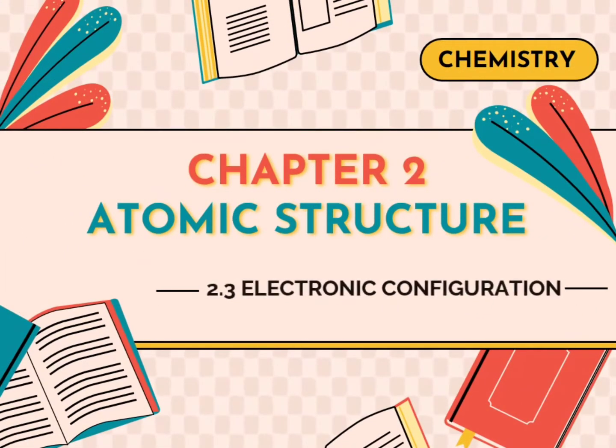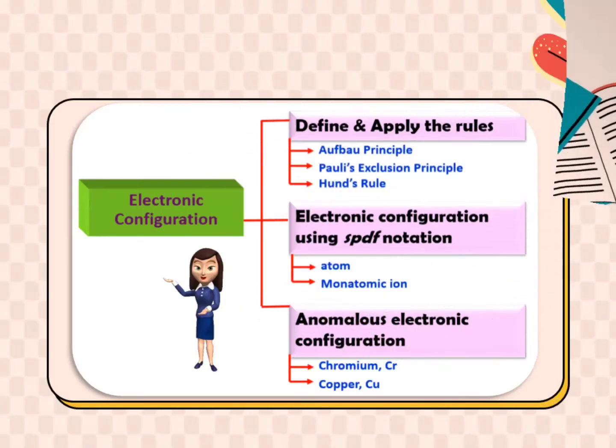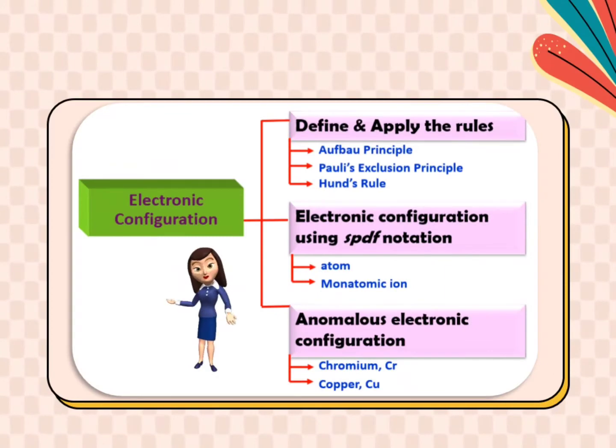Hi guys, see you again in chapter 2 Atomic Structure. So now we are going to learn subtopic 2.3 Electronic Configuration. So guys, let's start. Okay guys, in this subtopic we are going to focus on the electronic configuration.